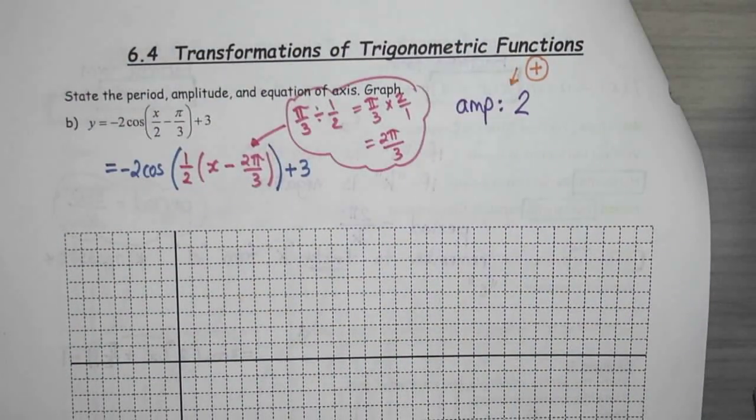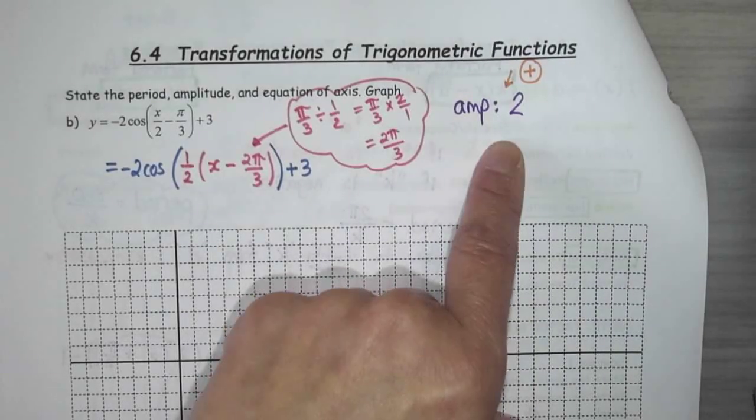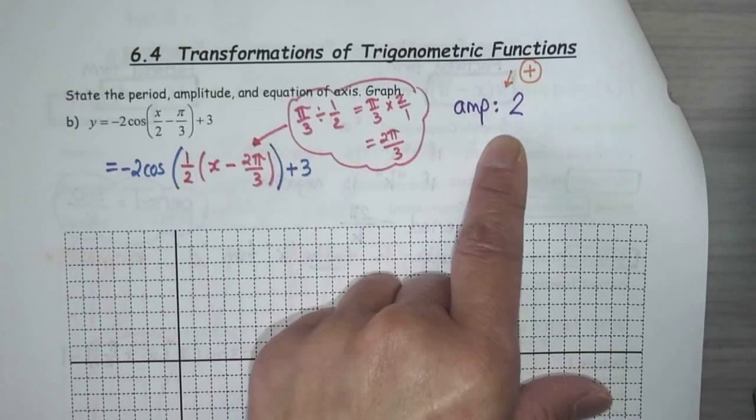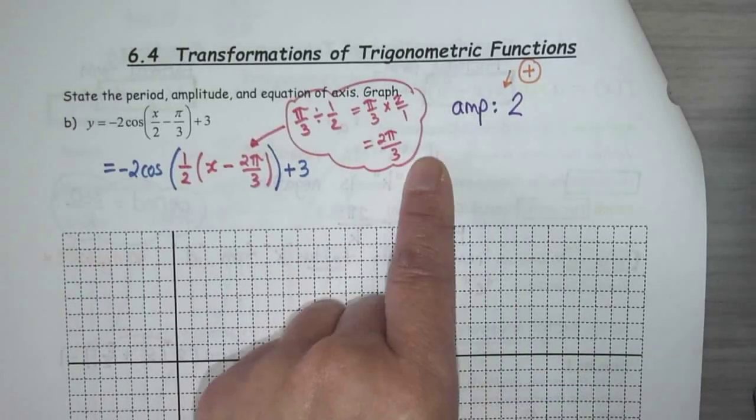It's just saying the size of it. The negative is a reflection. It's a separate thing, right? So I gave this one because people always go -2. No, it's not. The amplitude's 2. Negative is the reflection. Okay?